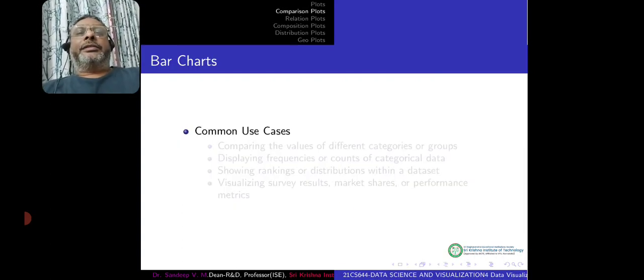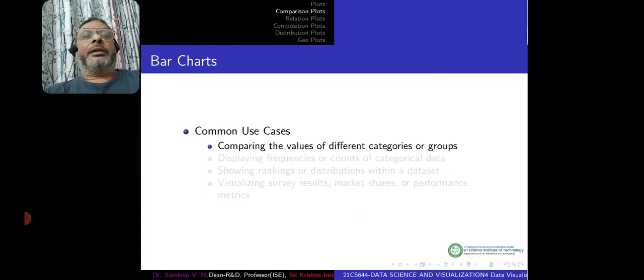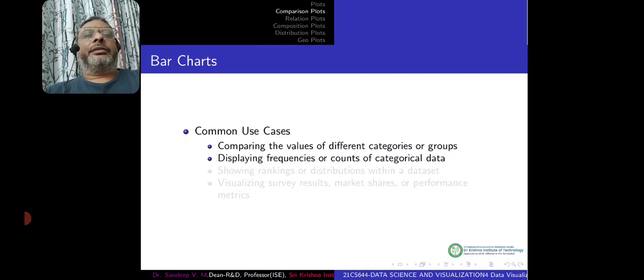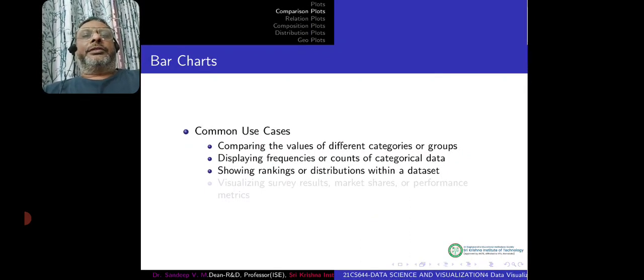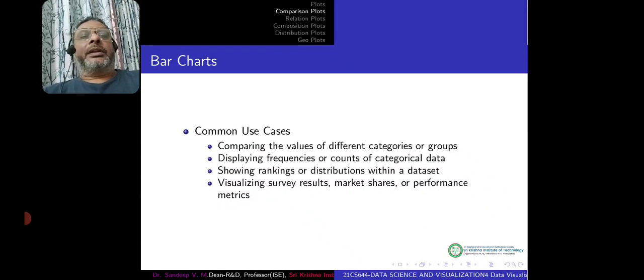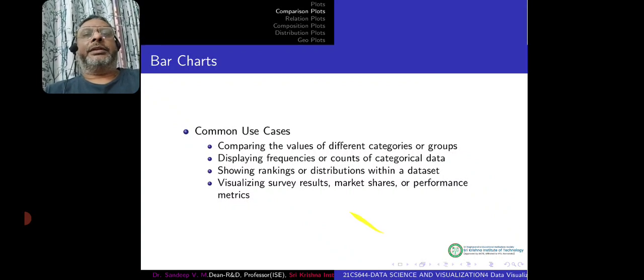The common use cases for bar charts. It is used when comparing the values of different categories or groups. It is useful when displaying the frequencies or counts of any categorical data. Very much useful when showing rankings or distribution within the data set, and visualizing the survey results, market shares, or performance metrics. We can make use of bar charts.